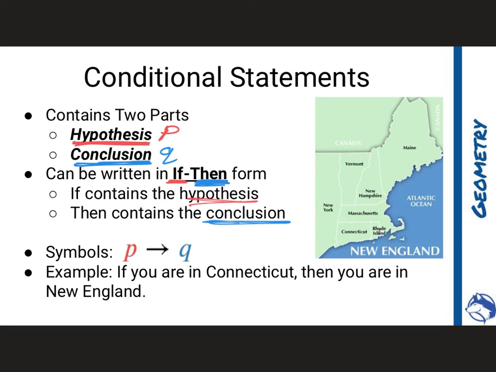So for the example here, we are going to underline the if. So if you are in Connecticut is our P, or our hypothesis, then you are in New England. So what this means is that if we look at this map here, this is a map of the New England area. And what they're saying is that if you are in Connecticut, so Connecticut's right here, then you are in New England, which means that that is true.